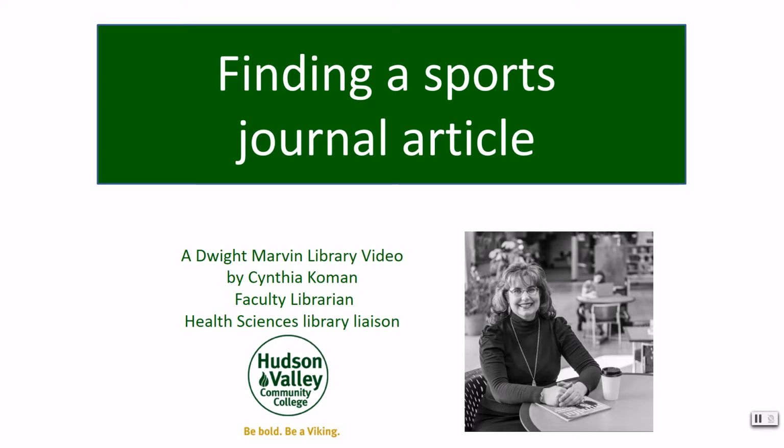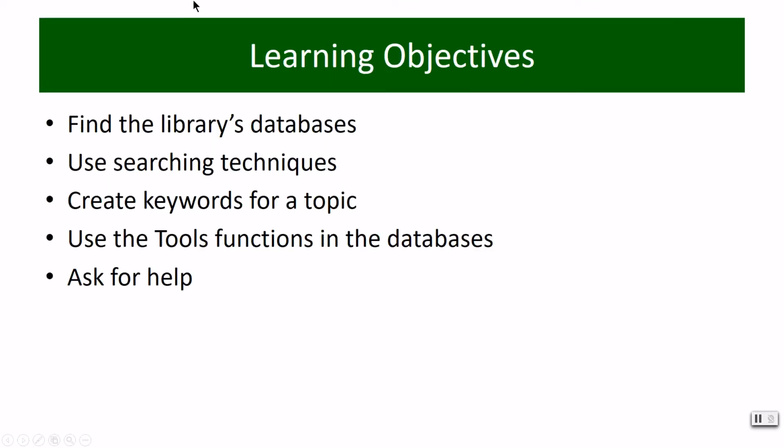This video is going to explain how to find a sports journal article. There are a number of things that we're going to cover. We will find the library's databases where they're located. We are going to use searching techniques to find information on our topic. We will create keywords for our topic, and we will use the tools functions in the databases to assist us with retrieval of the articles once we have found them. And above all, we are going to learn how to ask for help when we get stuck or we do not remember what we need to do next.